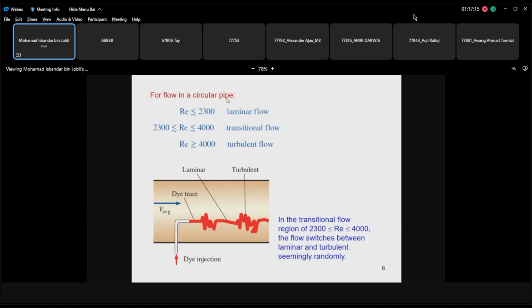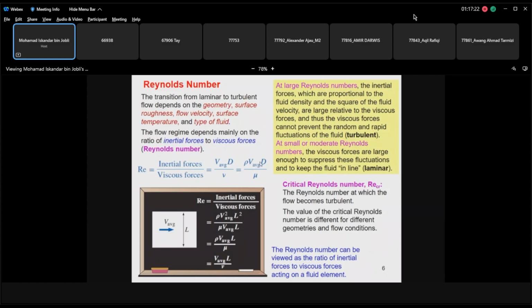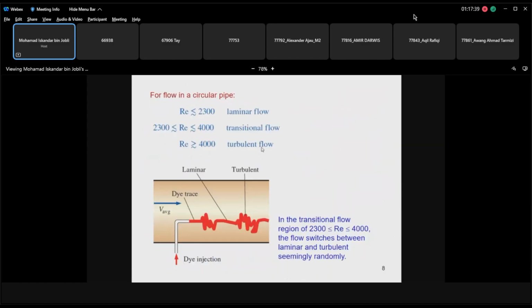So you have flow inside a pipe. If the Reynolds number is less than 2300, it's laminar. How do you calculate the Reynolds number? From this equation: Reynolds number equals rho Vd over mu. The moment the Reynolds number exceeds 4000, this is the critical Reynolds number, it becomes turbulent. In between the two values, 2300 and 4000, it's transition. Less than 2300 is laminar, greater than 4000 is turbulent flow. What if it's in between these two values? It's transition. It's just that simple.